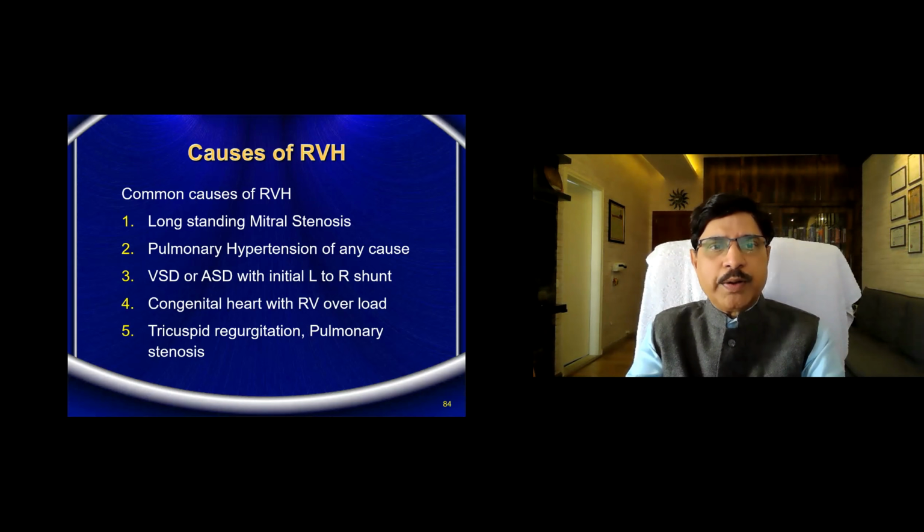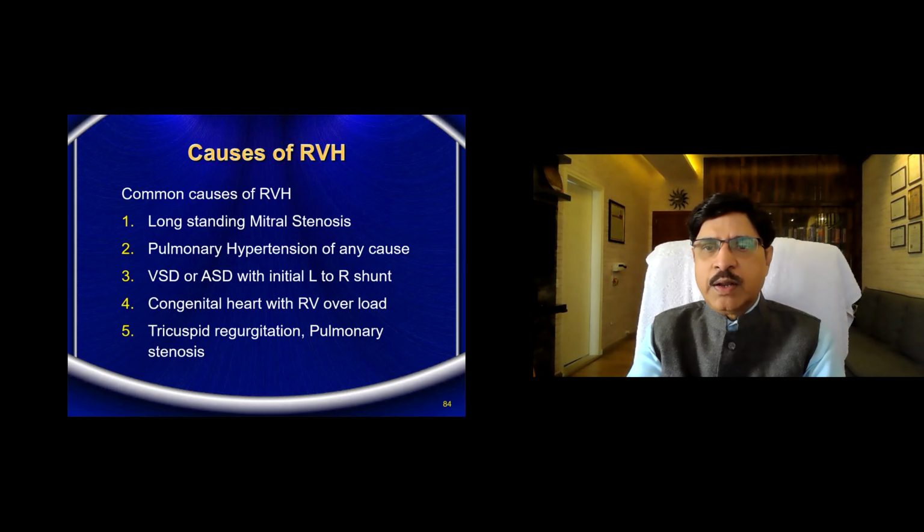Okay. Pulmonary hypertension of any cause, whatever may be the reason, like primary pulmonary hypertension, COPD with pulmonary hypertension, pulmonary embolism with pulmonary hypertension, pulmonary arterial stenosis with pulmonary hypertension, so many causes of pulmonary hypertension. VSD or ASD with left to right shunt, either at the level of atria or at the level of ventricles. If there is a shunt, initially it will be left to right, that produces RVH. Congenital heart disease with right ventricular overload. All conditions, congenital conditions, where right ventricular overload is there.